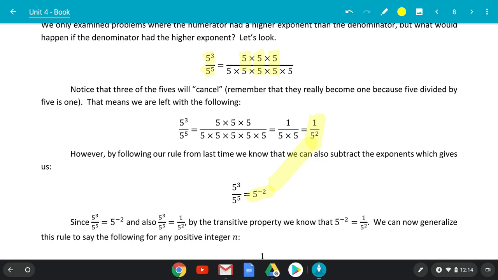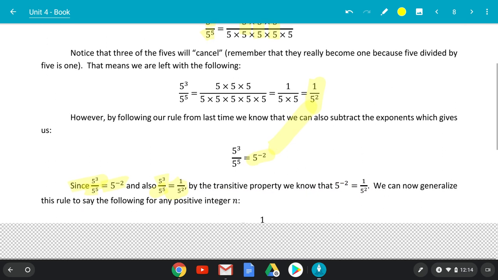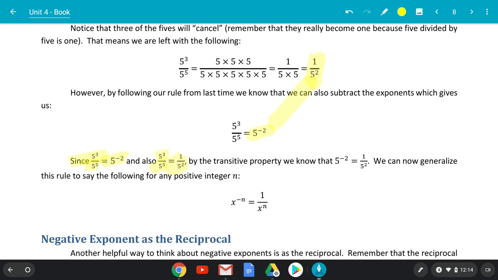Well, 5 cubed divided by 5 to the 5th is 5 to the negative 2, and also 5 cubed divided by 5 to the 5th equals 1 over 5 squared. By the transitive property, we know that these two things are equal. So we can now generalize this rule by saying that for any positive integer n, x to the negative n equals 1 over x to the n.